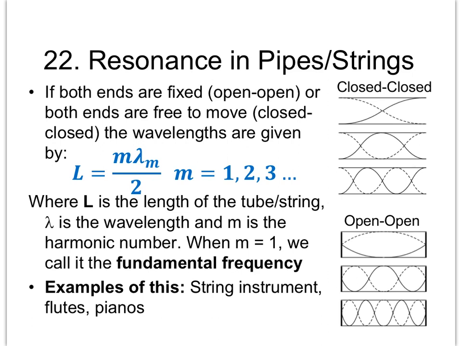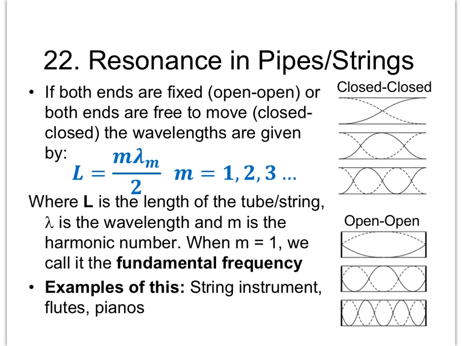So the first example we're going to talk about is a situation where both ends are fixed or both ends are free to move, either open-open or closed-closed, or with a string instrument, both ends are fixed. In that case, the wavelengths that will create standing waves are given by this equation right here: L equals m lambda over 2. L is the length of the string or the pipe itself, lambda is the wavelengths that will be created, and m is what's known as the harmonic number.